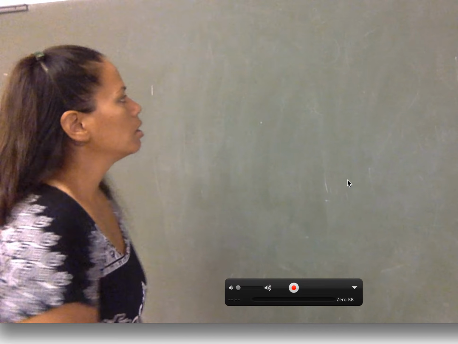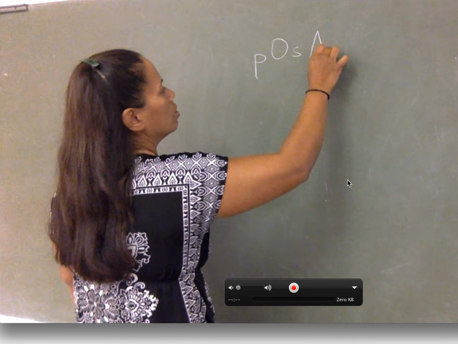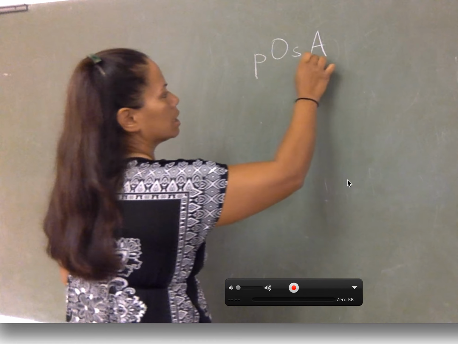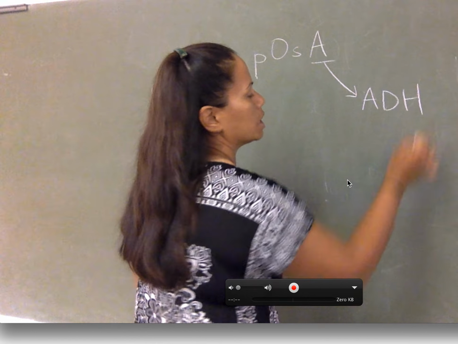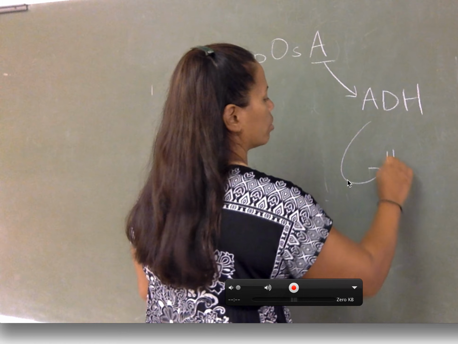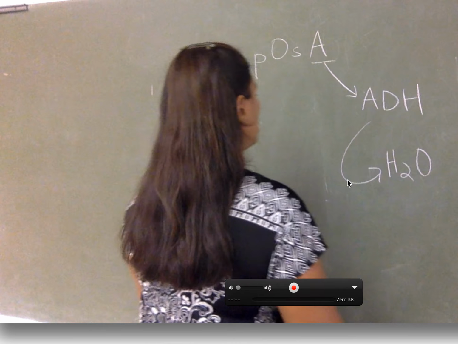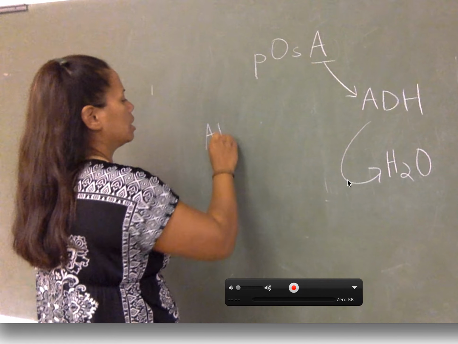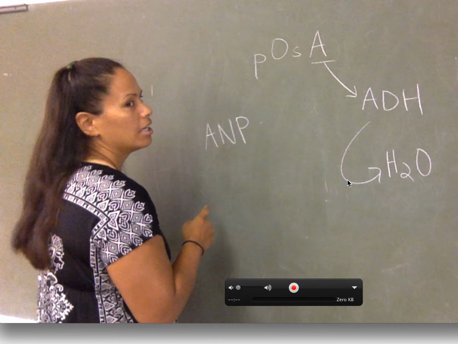So let's look at the posterior pituitary. It releases ADH, antidiuretic hormone. What does antidiuretic hormone do? It conserves water and holds it in the body. So what do you think I need to pee does?